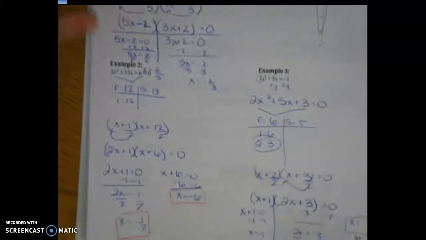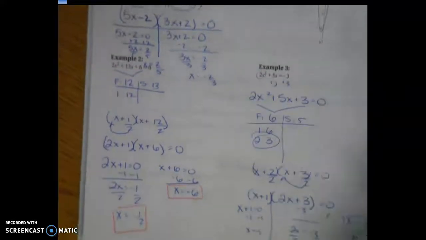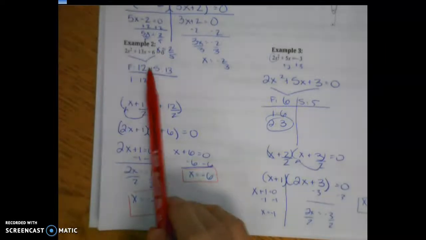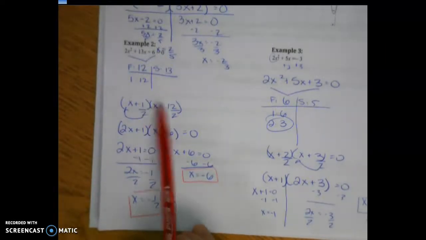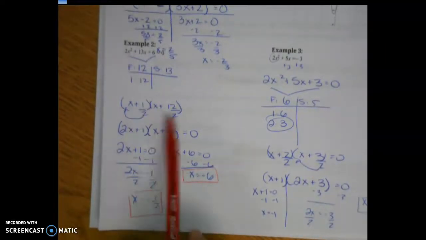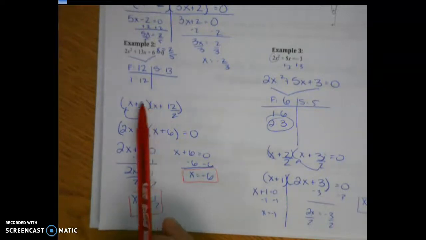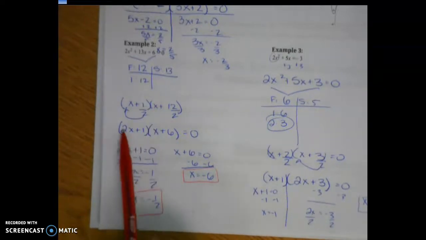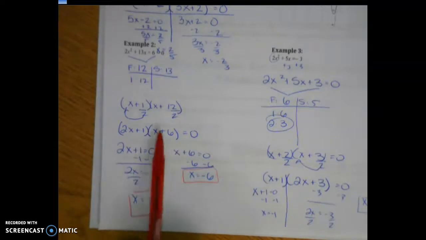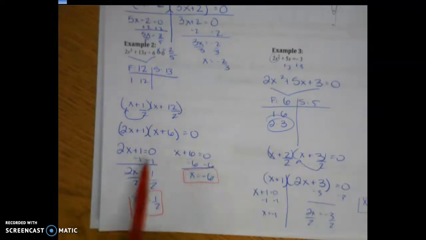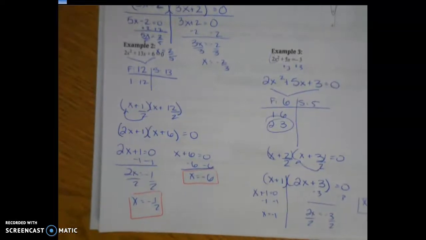Here is your work for example 2. Okay. I did 2 times 6 and got 12. I found my factor pair was 1 and 12. I divided both by 2. This was a fraction, so I slid my 2 over, and this was divisible, so it's x plus 6. When you solve your 2 equations, you get x equals negative 1/2 and x equals negative 6.